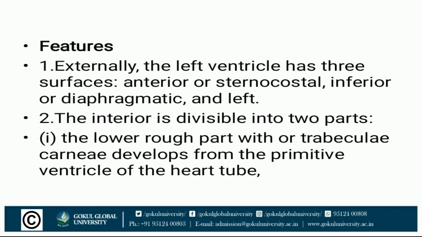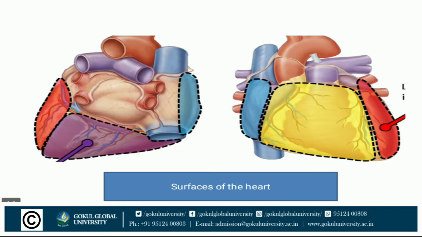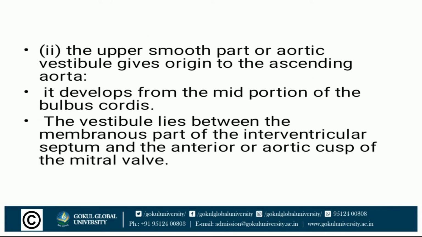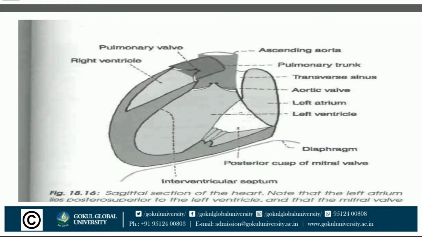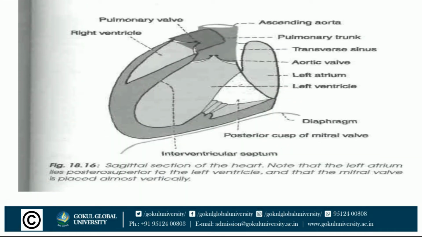Now the second point, the interior is divisible into two parts. The lower ribbed part, with trabeculae carneae, develops from the primitive ventricle of the heart tube. The upper smooth part, or aortic vestibule, gives origin to the ascending aorta. It develops from the mid portion of the bulbus cordis. The vestibule lies between the membranous part of the interventricular septum and the anterior or aortic cusp of the mitral valve.